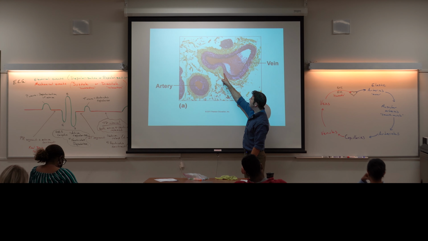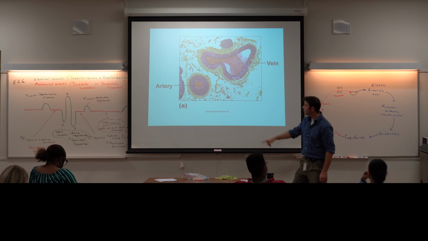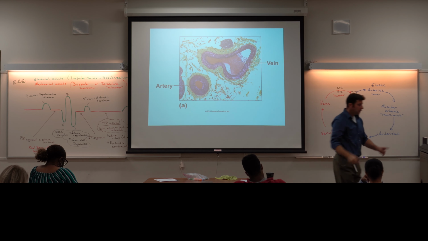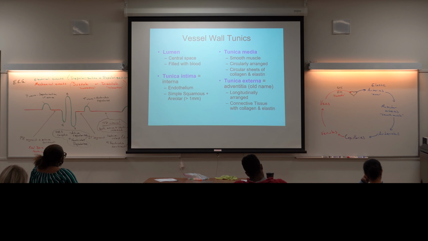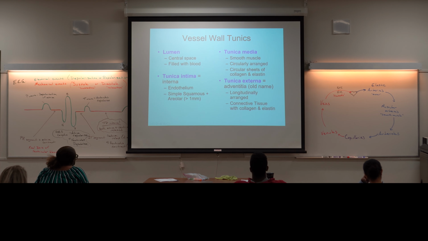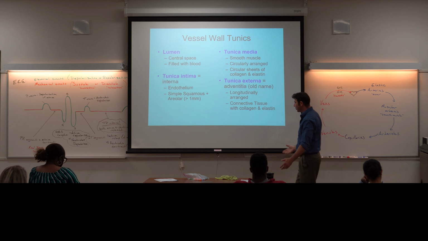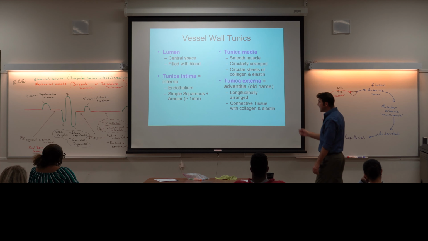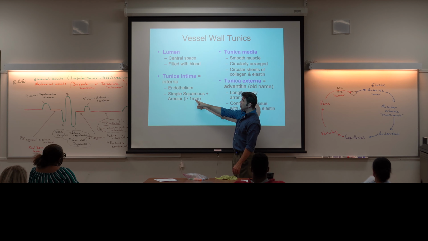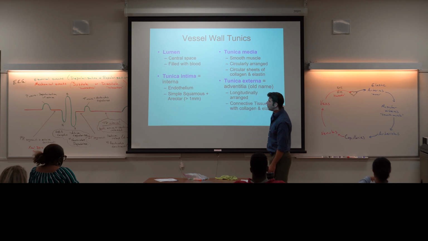You can also see these layers in the walls of the arteries or the veins. I'm going to talk about those layers of the walls in the arteries or the veins. I just want to go back to the slide I skipped over. This one, the outermost layer is going to be what we call the tunica externa. Some textbooks will use the name adventitia. This just refers to the tunica externa. It's an older name. The middle layer is the tunica media. And the innermost layer is what we call the tunica interna or tunica intima. Either one of those works.